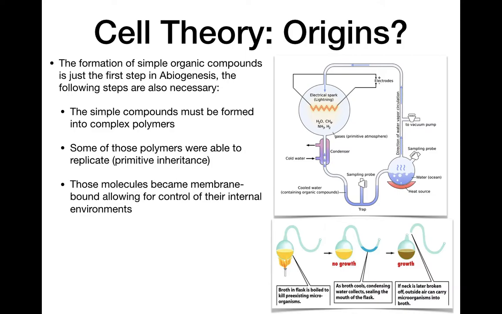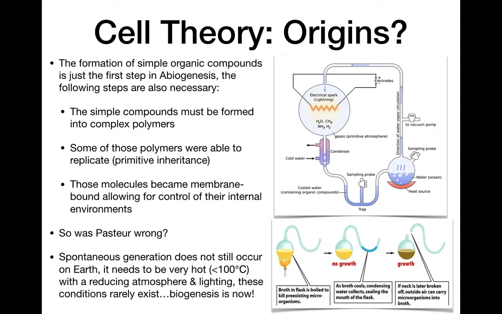So the question is, was Pasteur wrong? Well, we know spontaneous generation doesn't happen on Earth anymore, right? The temperatures required are over 100 degrees Celsius, very hot, and they need a reducing atmosphere to do that, and they have to have lightning. Those things don't really exist on our planet. So right now what we have is biogenesis. If abiogenesis is creating life from non-living things, biogenesis is creating life from living things.